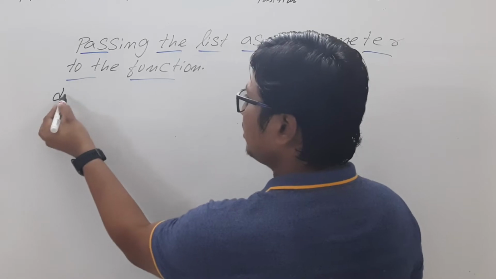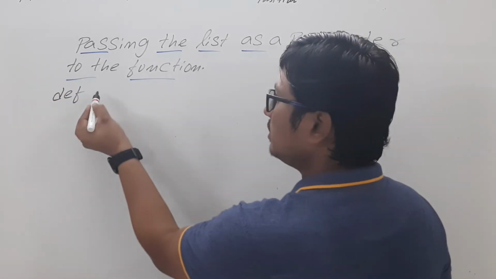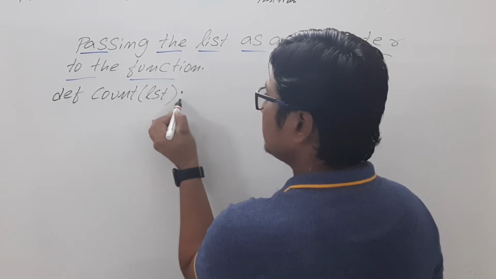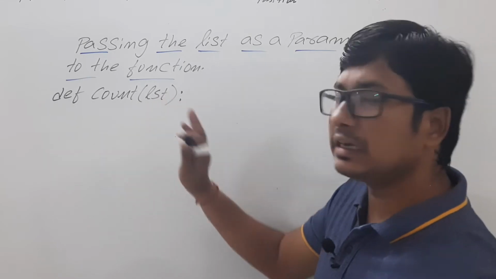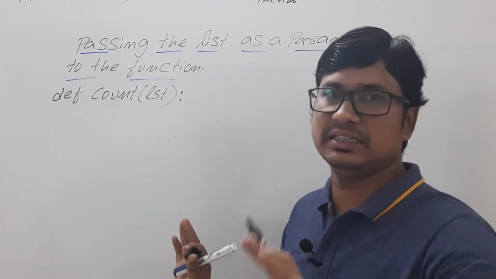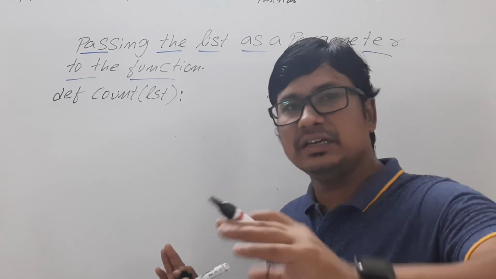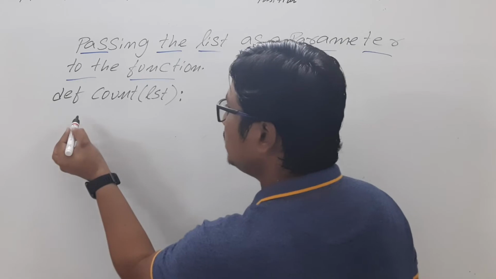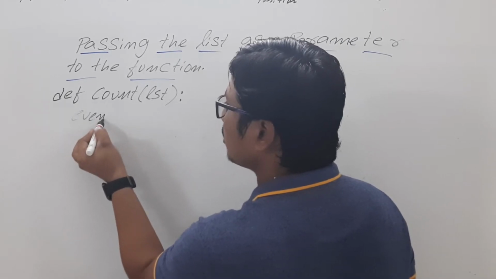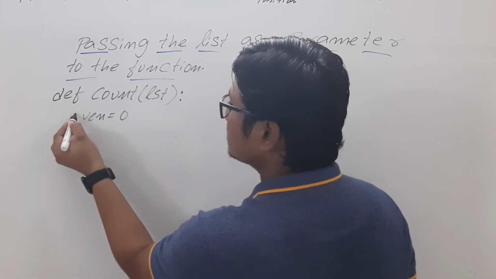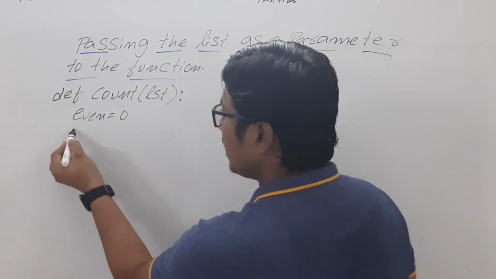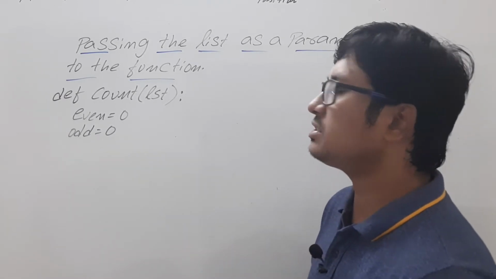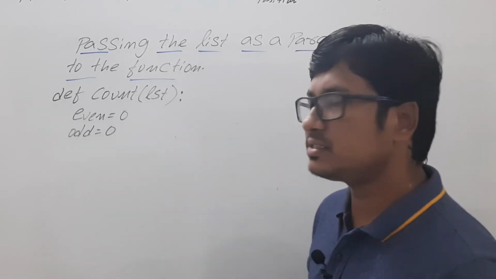I will define a function called count and it will take a parameter called lst, L-S-T, not L-I-S-T. It is a list of elements, okay? Once I get the list of elements, I need to count the even numbers and odd numbers. So let me write even is equal to 0 and odd is equal to 0. I am defining two variables, even and odd, and I am making the values 0.